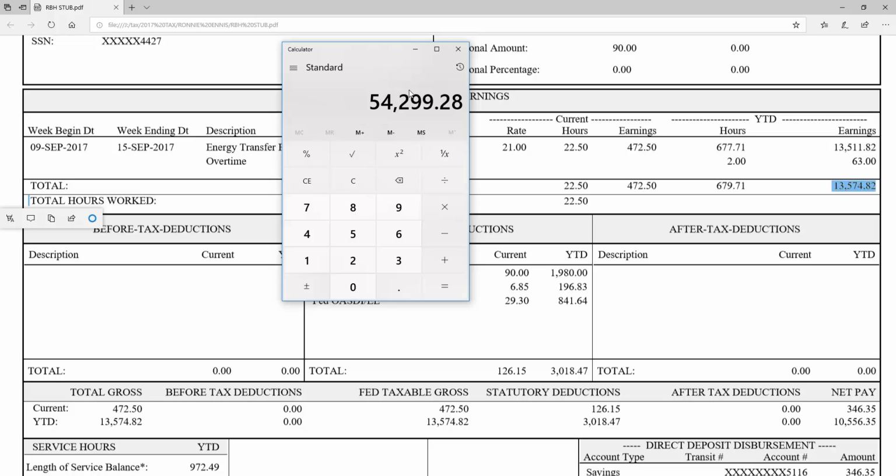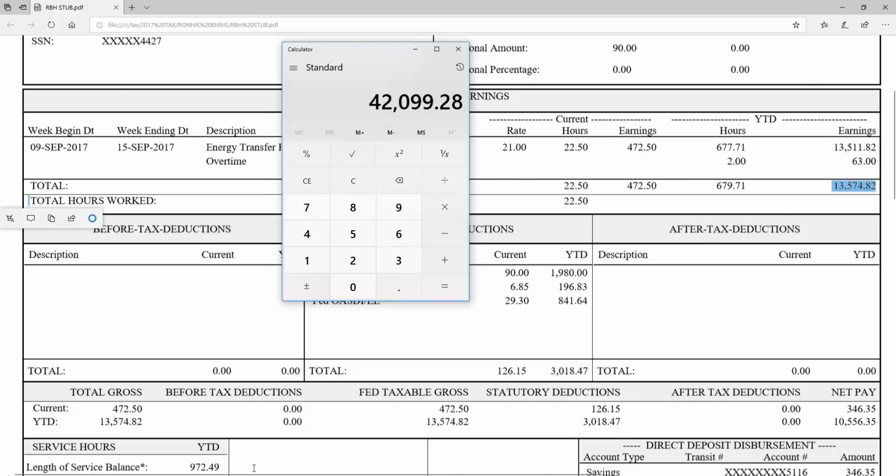Now, at this point, if you have any 401k contributions or IRA contributions, you want to go ahead and subtract those now from your income. The next thing we're going to do is subtract our standard deduction of 12,200, which gives us a taxable income of $42,099.28.